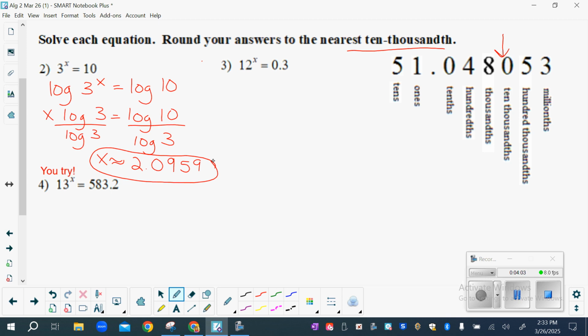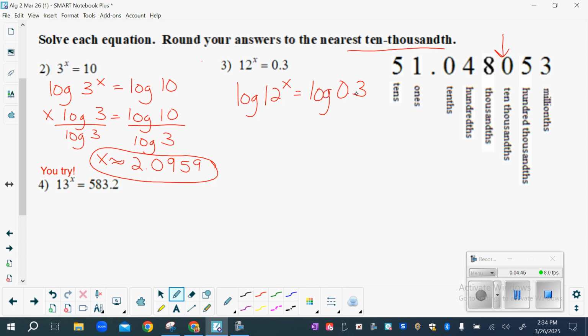Okay, so what do we do first on number 3? Gotta put the logs in. I'm taking the log of both sides. So we take the log of 12 to the x equals the log of 0.3, because I can do the same thing on both sides. That's why I'm doing that.